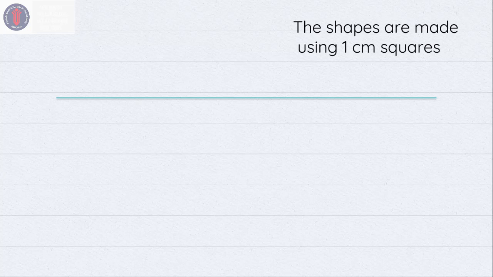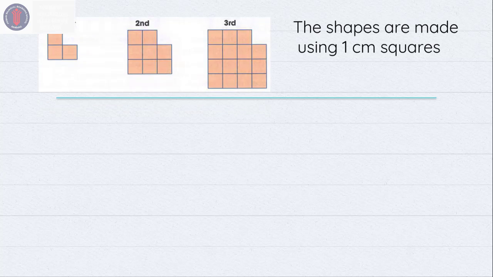Okay, this one is the other question. The shapes are made using 1 centimeter squares, and it looks like this. This is the sequence of the shapes. The first shape consists of 3 squares. The second, there are 8 squares. The third, there are 15 squares. Now the question is, can you guess what are the area and the perimeter for the fourth shape and the fifth shape?